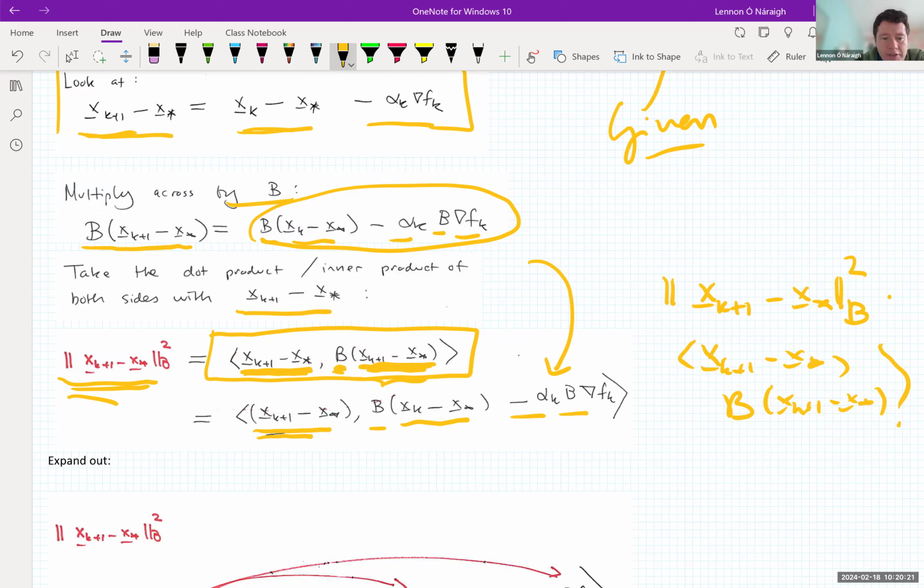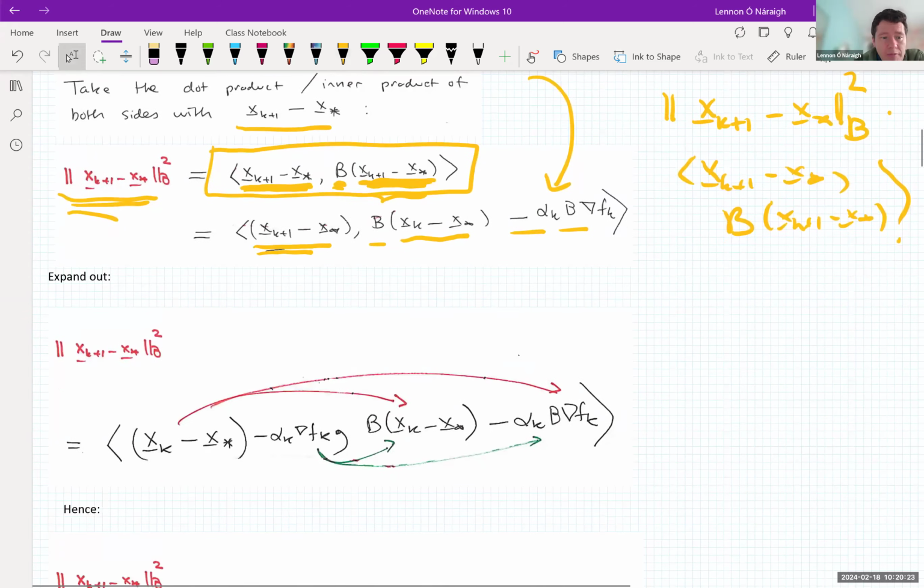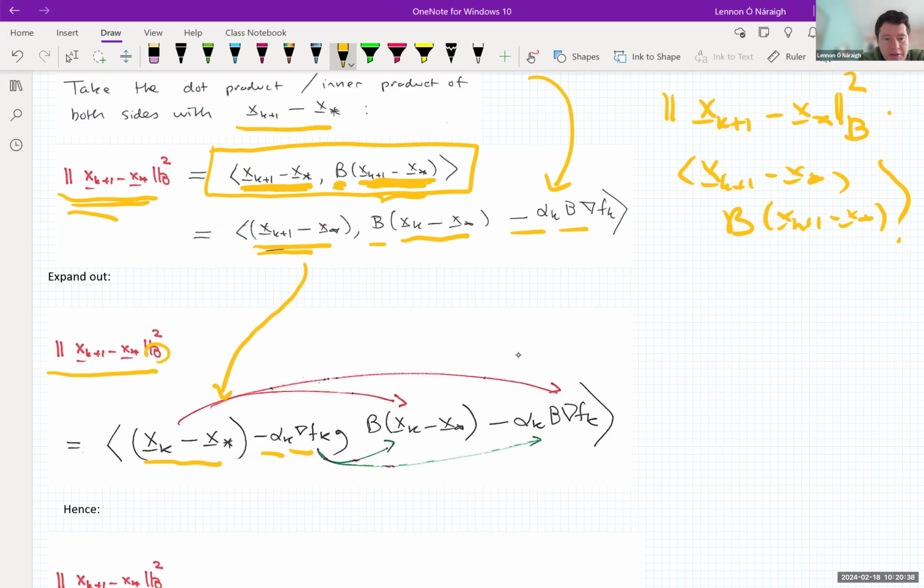So the next step is to expand this out. My norm of xk plus 1 minus x star, b squared, is equal to xk minus x star minus alpha k grad fk, because again, that's from the update step. And then this is dotted with b times the same thing.